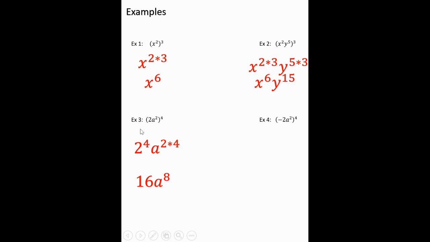The next one is similar to the first one, except we have a negative, but that negative is on the inside. And so that's going to be a negative 2 to the 4th power. And it's going to matter because we're going to do a negative times a negative, which is a positive, times a negative would be a negative, times a negative would be a positive, okay? So negative 2 to the 4th power is 16, and then a squared to the 4th would be 2 times 4 is 8. So we're just applying these exponent rules. All right, they just get more complicated, but it's still the same rule.